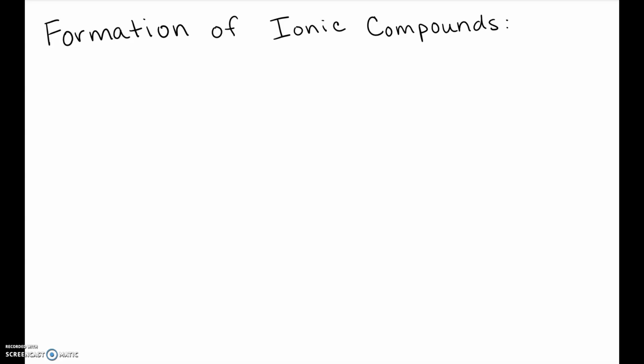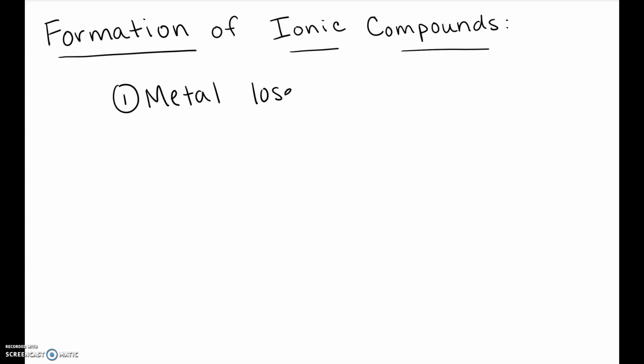Let's look at the formation of ionic compounds. So we want to know, how are ionic compounds formed? The first thing that happens is the metal loses electrons. I use e- to show shorthand for electrons. So the metal loses electrons, and this forms a cation.